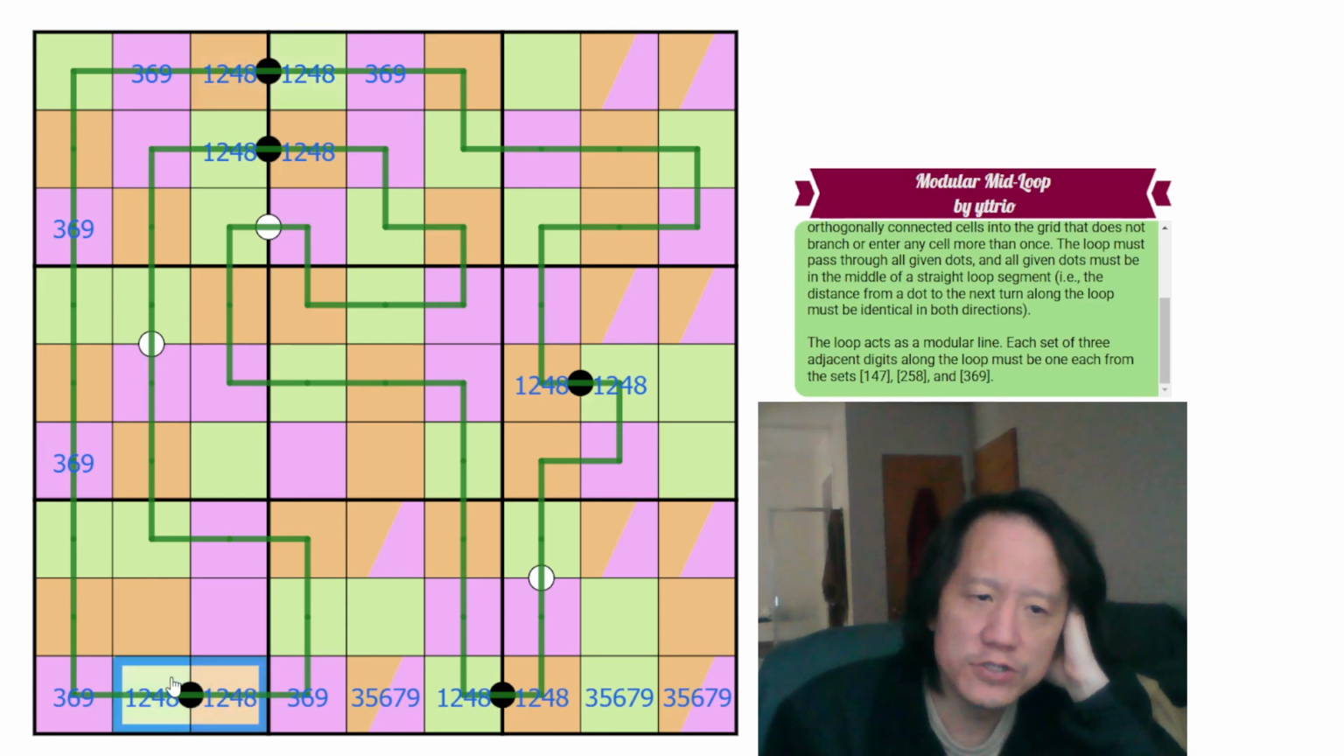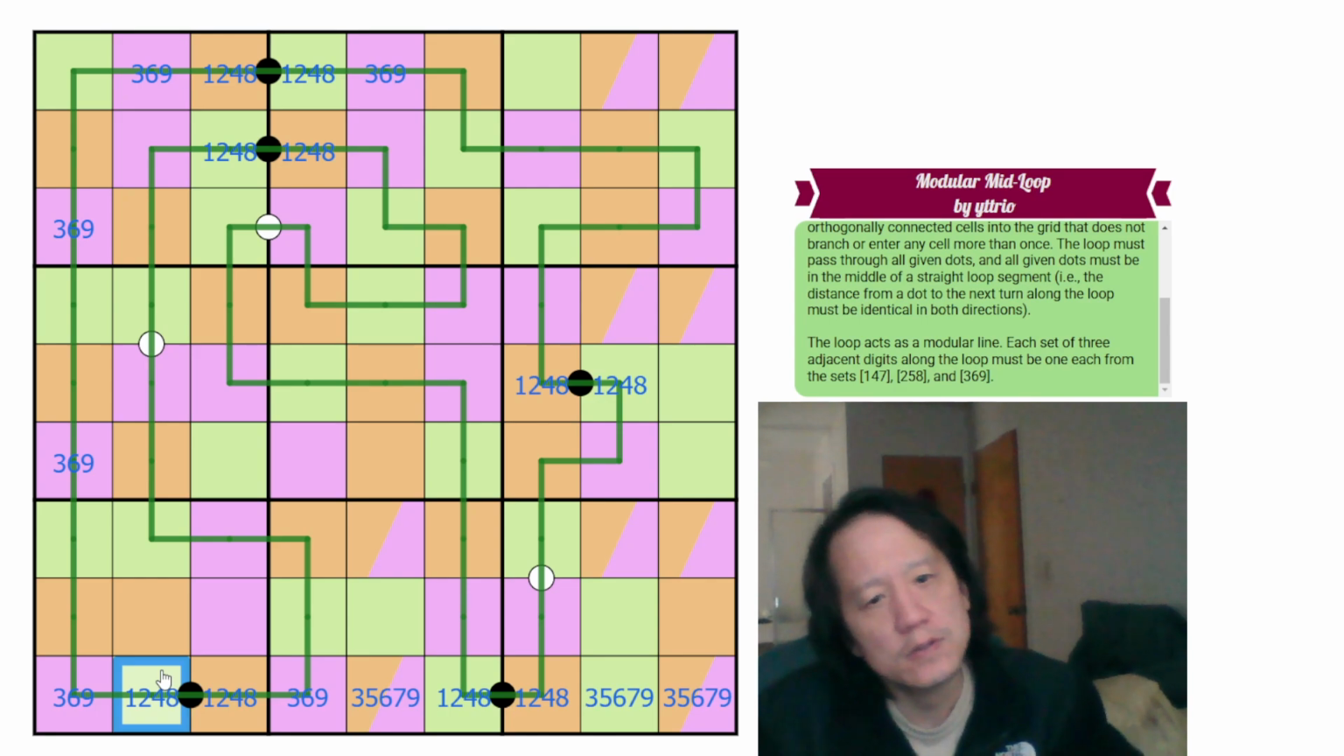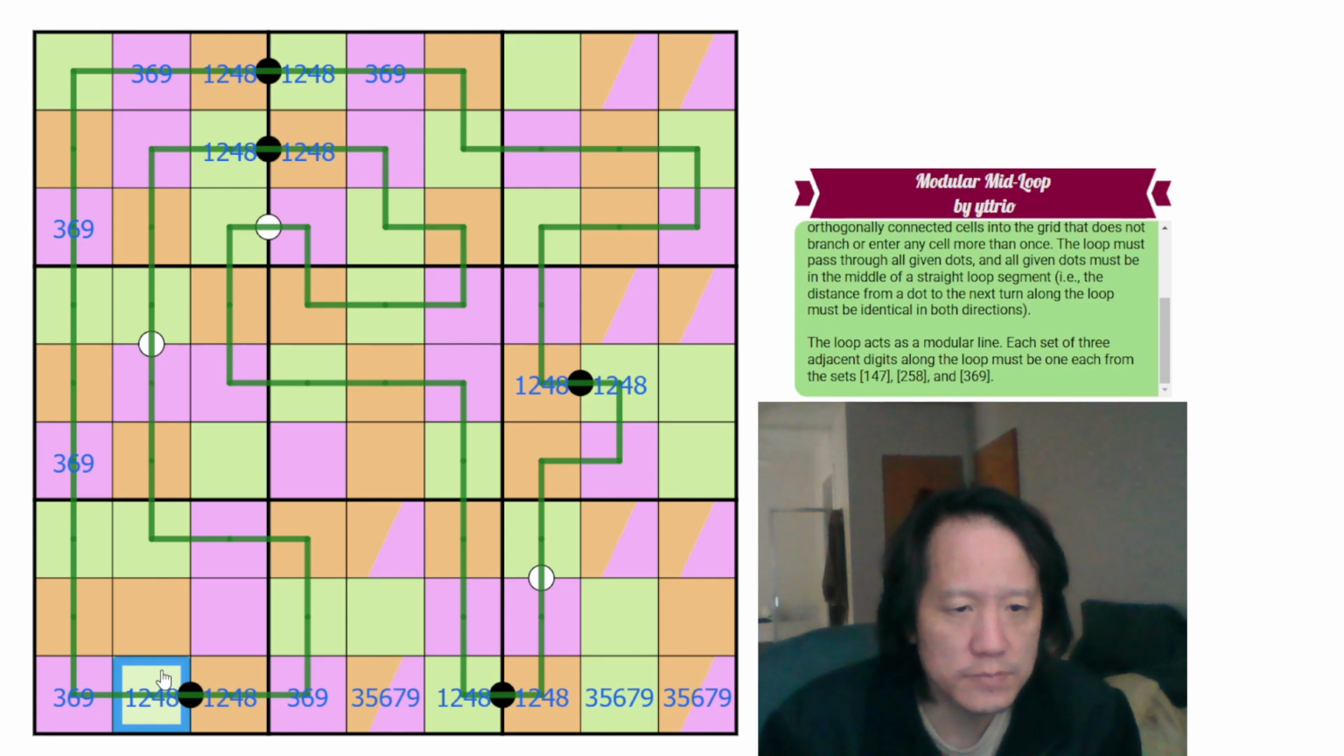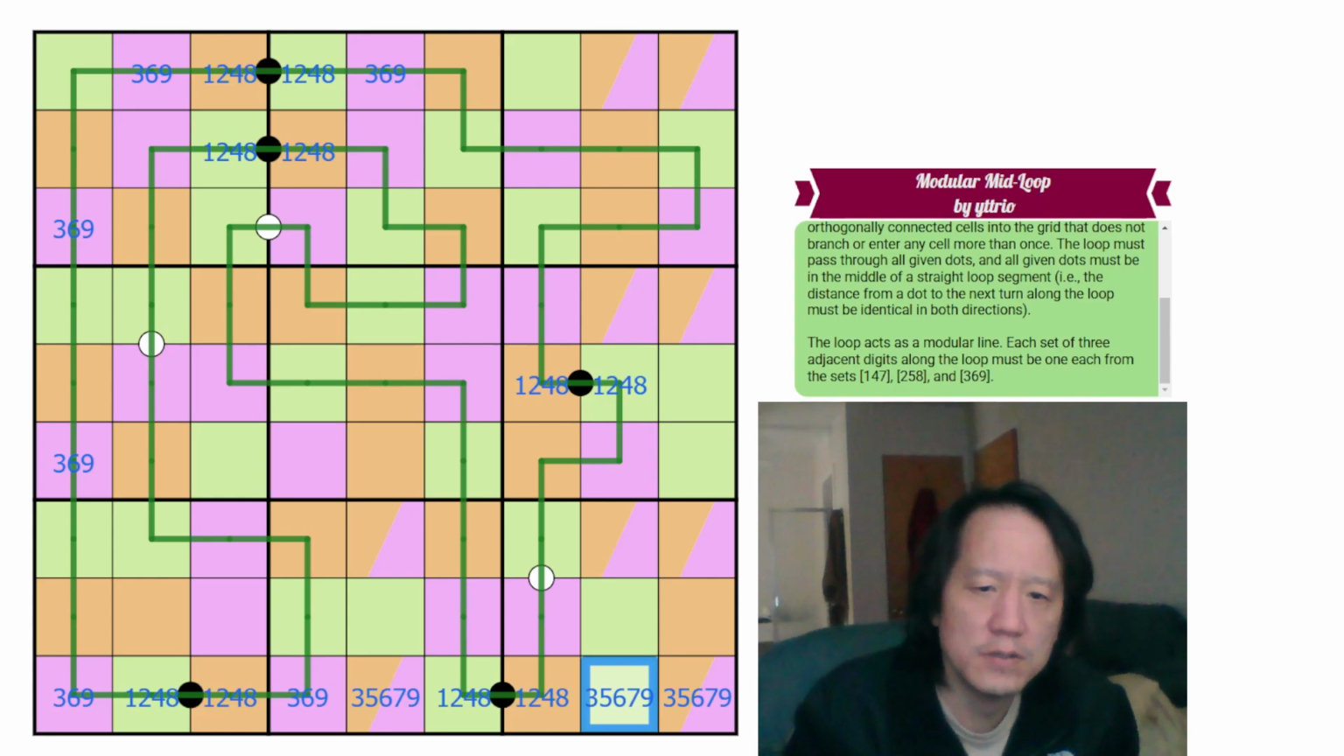So we know 1 and 2 have to be one of these, and then 4, 8 has to be the other one. Hmm. I guess we just try them? Yeah, I think that's the only thing that we can really do. This can't be 3, 6, or 9. This has to be 5 or 7.